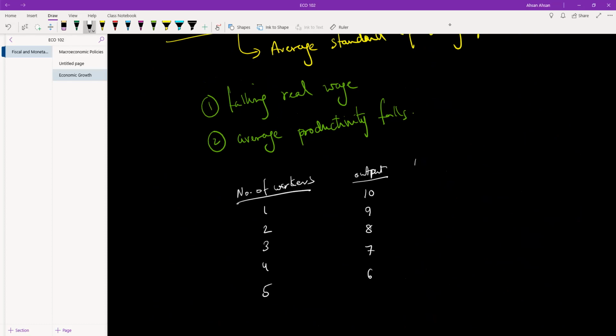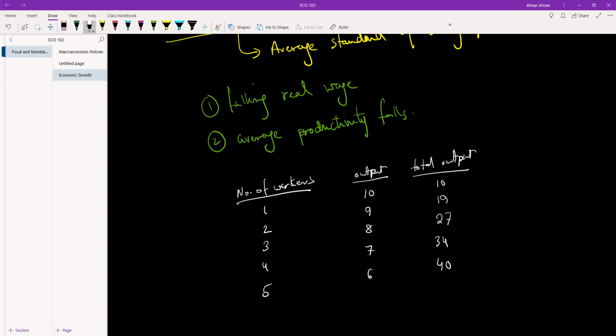Let's also construct a column and call it total output. When we just have person 1, our total output is 10. When we are hiring both person 1 and person 2, our total output is 10 plus 9, 19. When we're hiring the first 3 people, our output is 27, then it goes to 34, and then to 40. So when we are hiring all 5 workers, our output is 40.